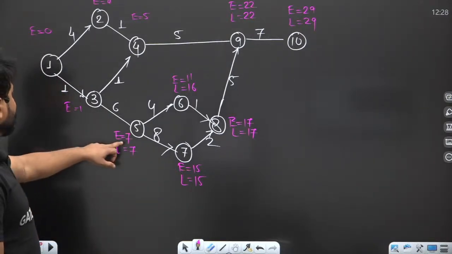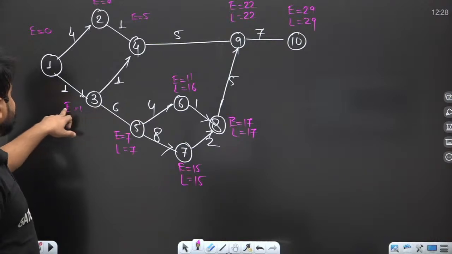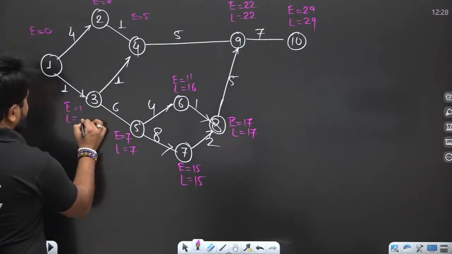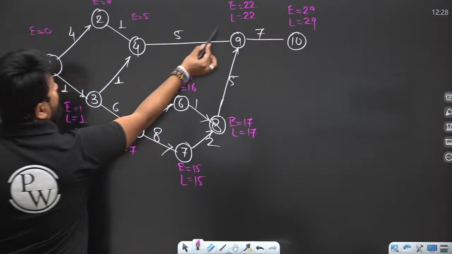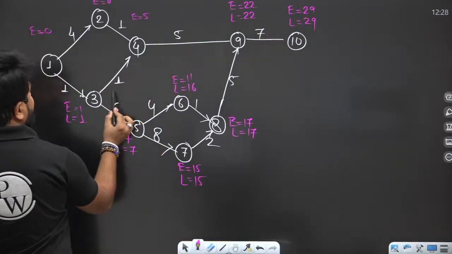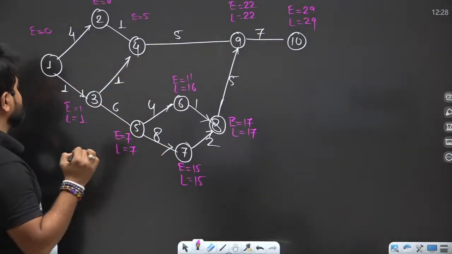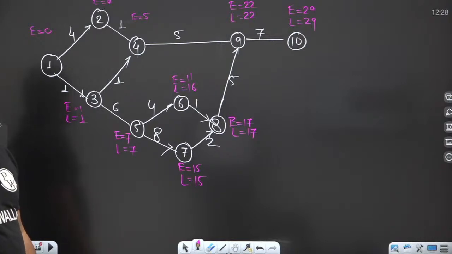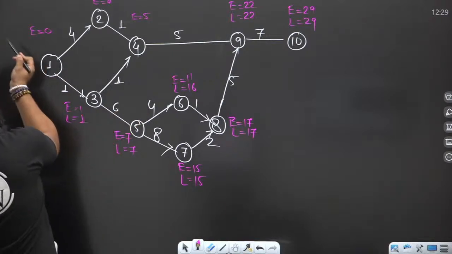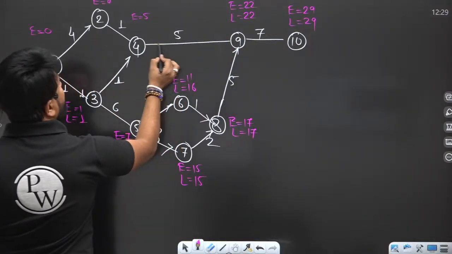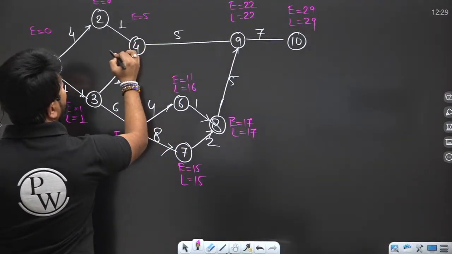Right. Now from here 7 minus 6, L is 1. Now here 22 minus 5 and 1 minus 1. Sorry, I think I did, yes. Okay, we cannot go there. We have to go back. So 22 minus 5 will become what?